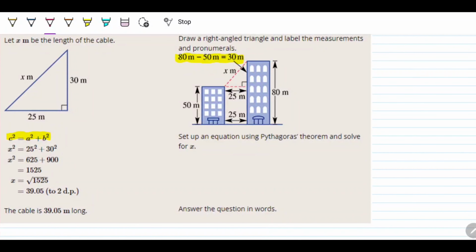If we add 625 and 900, we get 1,525. And if you square root that, you'll get 39.05 to 2 decimal places. So that's how we find the length of the cable. You need to make your own triangle with the data that you've been given.